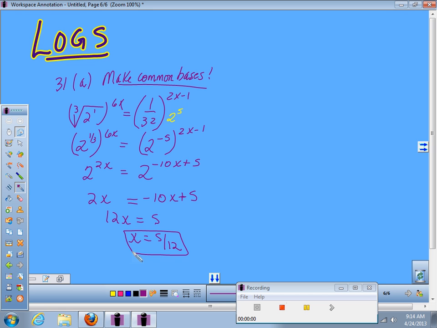All right, there's a big difference if you look at the logs on 31 B and C versus the logs on 31 E and F. B and C have a log on only one side, and there's only one log in the whole thing. A log on one side is changed to exponential form.